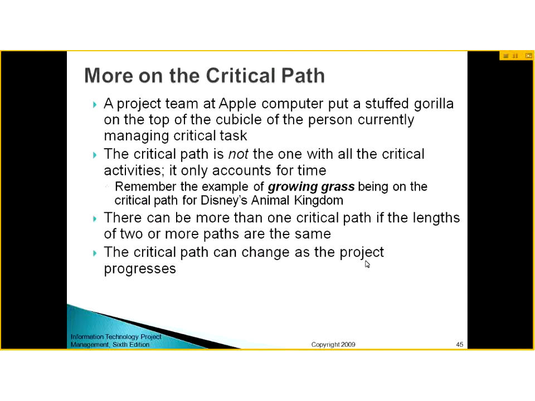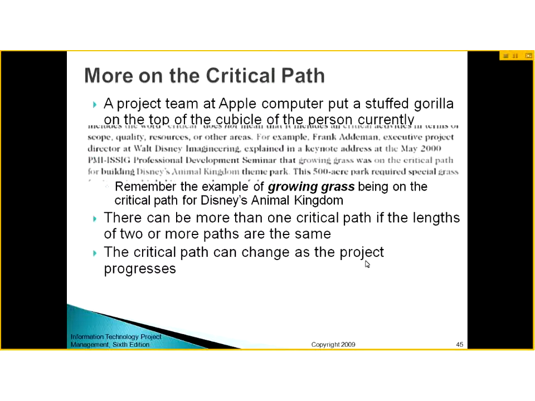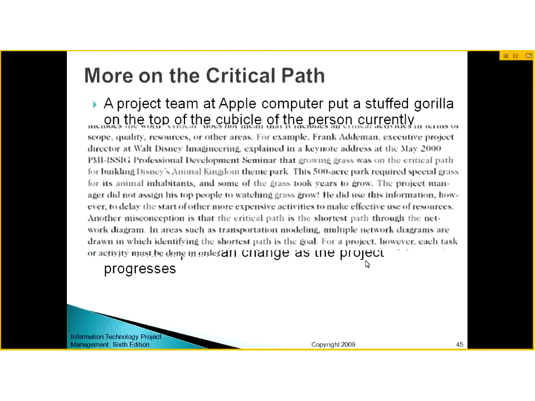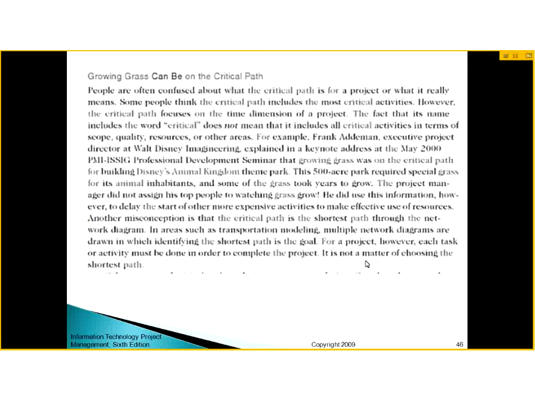The critical path does not mean that all the tasks on it are critical. It only counts for time. For example, growing grass was on the critical path for Disney's Animal Kingdom. Now what is growing grass? I have added this slide. Growing grass can be on the critical path.